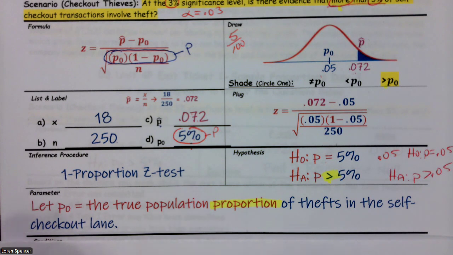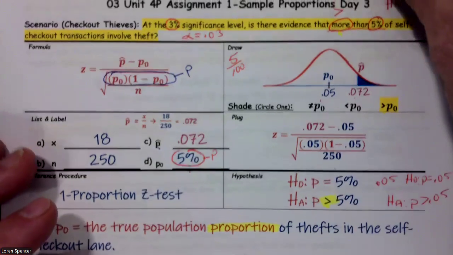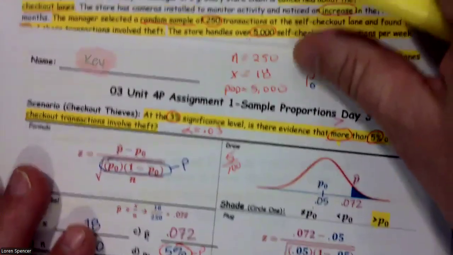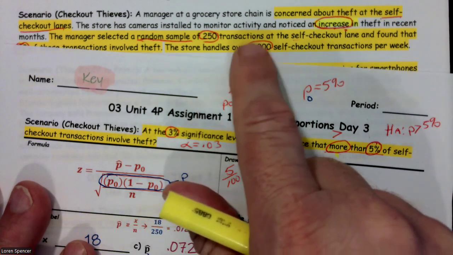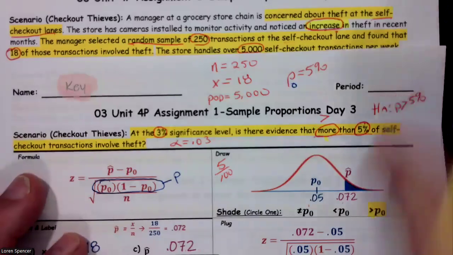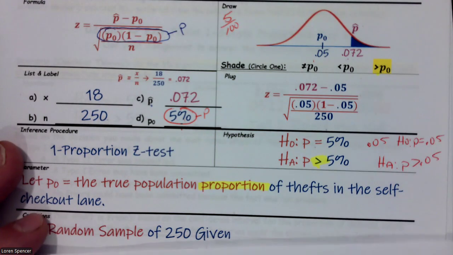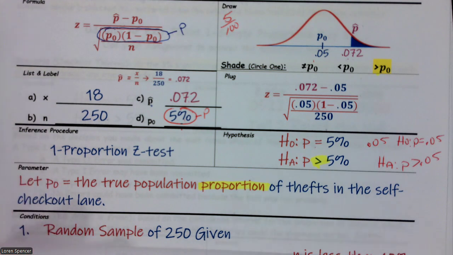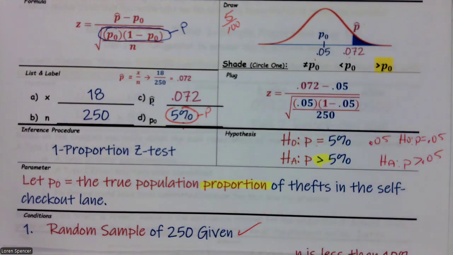So our conditions. Well, the first condition is, do we have a random sample? If we go back and look, it says they took a random sample of 250 and we had a population of 5,000. We're going to need all that information. So our first one is the random sample. Is it random? Yeah, it was a random sample of 250. They told us that. It was given. That was great. Piece of cake.